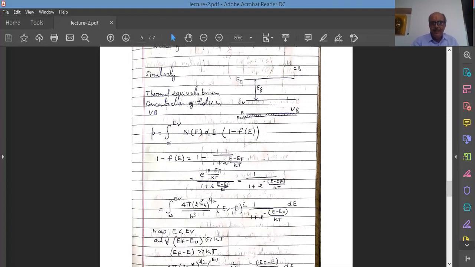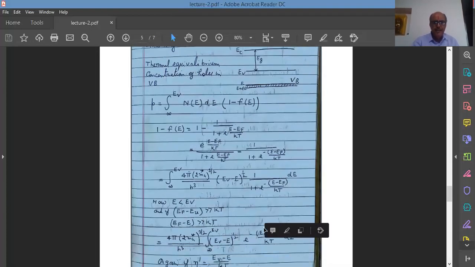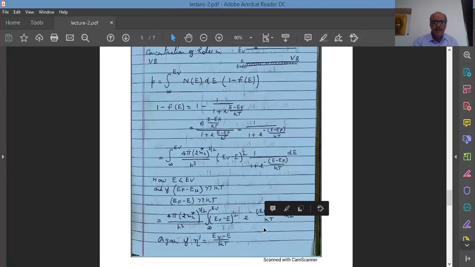Again, we assume that this energy E is at a closer distance from EB. Then we can again assume that the function here is simply larger than EF minus ES minus E is much larger than KT, and therefore this exponential term is larger, and we can ignore 1 in comparison to this. So do the same thing again here.